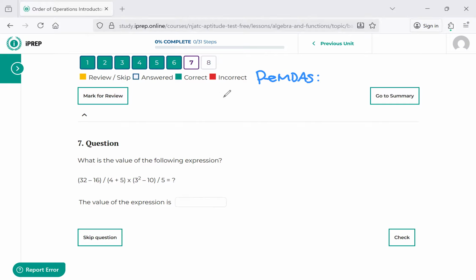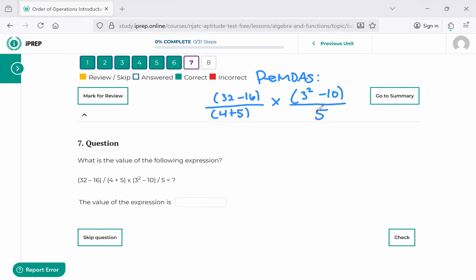Okay, so it's going to be parentheses 32 minus 16. And then this slanted line could be written as a horizontal line like this. And then it's going to be 4 plus 5 parentheses times parentheses 3 squared minus 10 parentheses all over 5.